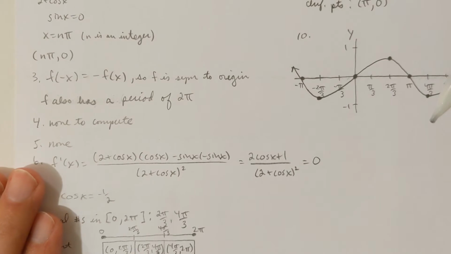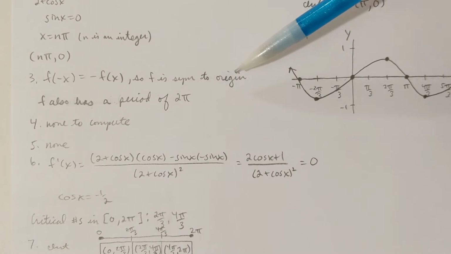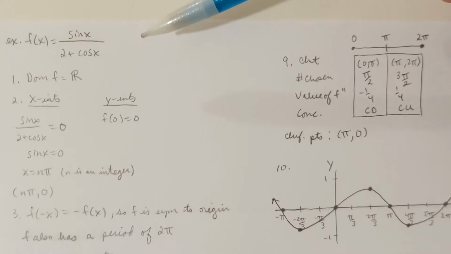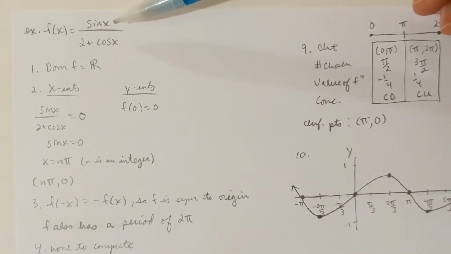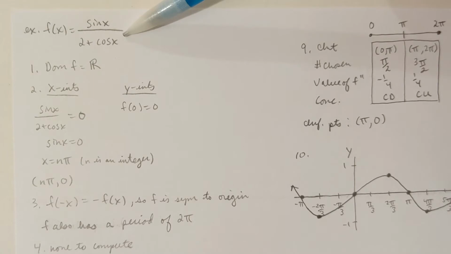Step 3, the function is a symmetric function. It's symmetric to the origin because f of negative x and negative f of x are the same. If I were to plug in negative x, cosine of negative x is the same as cosine of x, right? The cosine function is an even function because it is symmetric to the y-axis. Sine of negative x is the same as negative sine of x, because the sine function is an example of an odd function. It is symmetric to the origin.